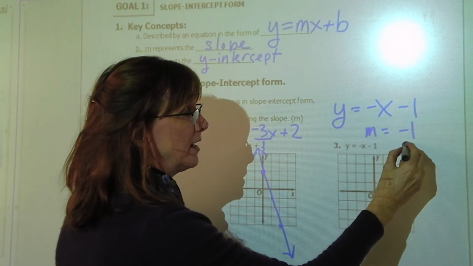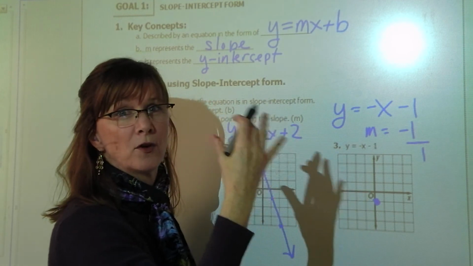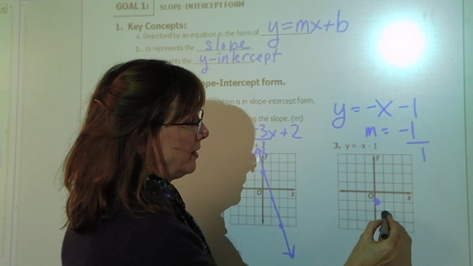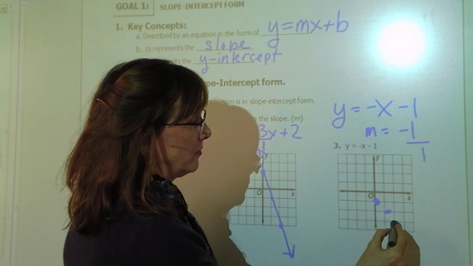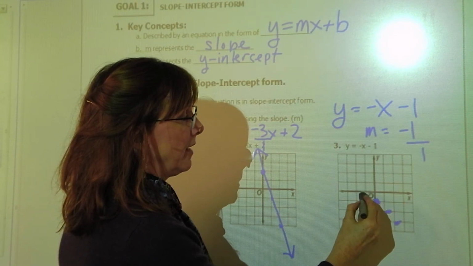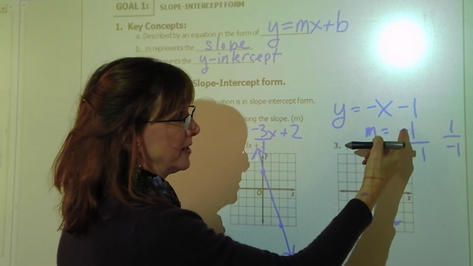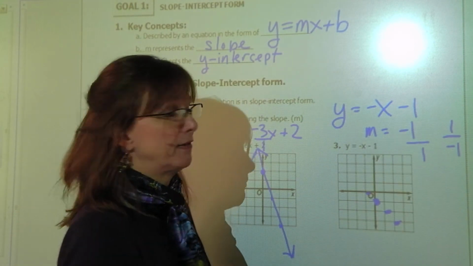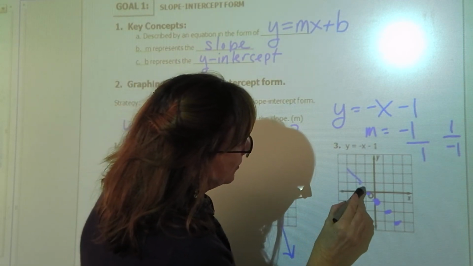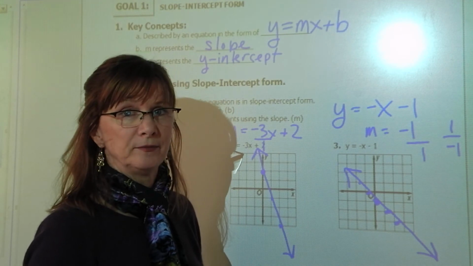Again, you can think of that as negative 1 over 1, because we want to reinforce rise over run. So that means we're going to go down 1 and 1 to the right. Down 1 and 1 to the right. Or we could also go up 1 and 1 to the left, because 1 over negative 1 is the same as negative 1 divided by 1. They're both negative 1. So once you have about 3 points, again, you're going to connect them to get your graph of the line.